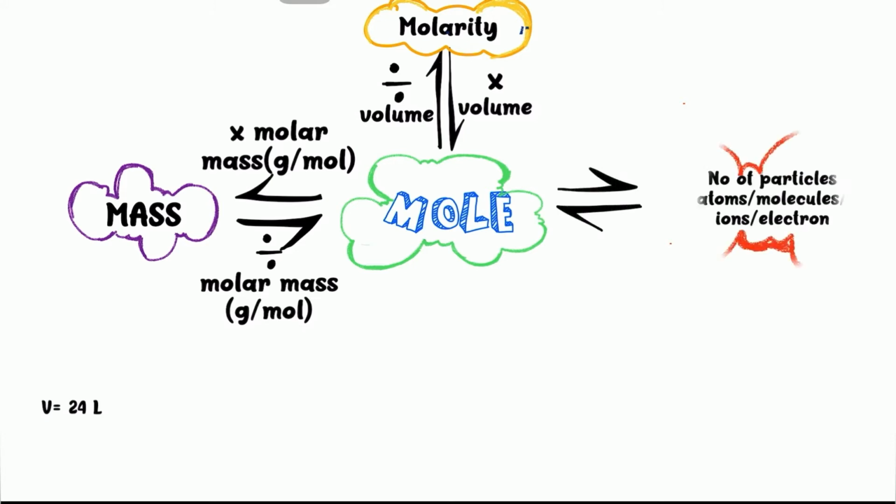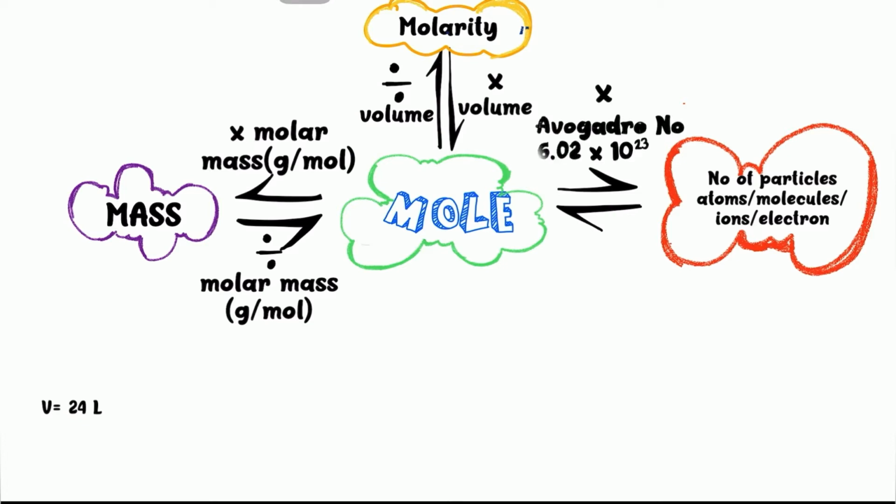Mole and number of particles. Particles refer to atoms, or molecules, or ions, or electrons. To get mole from the number of particles given, divide by Avogadro number, 6.02 times 10 to the power 23. If you want to get the number of particles from the mole given, mole times the Avogadro number.